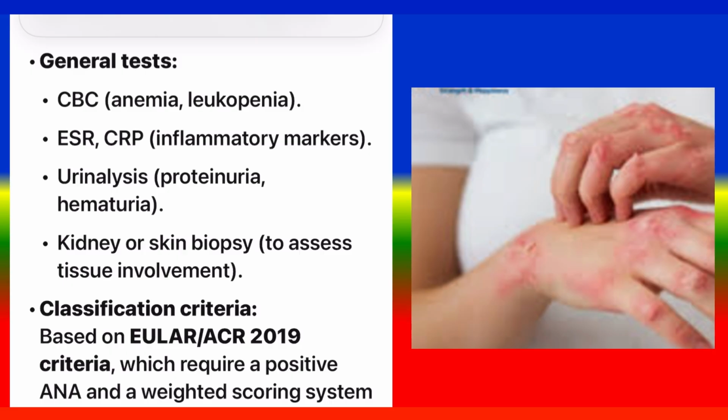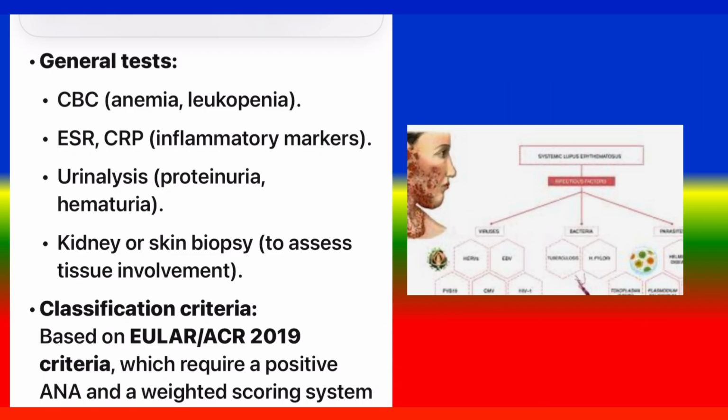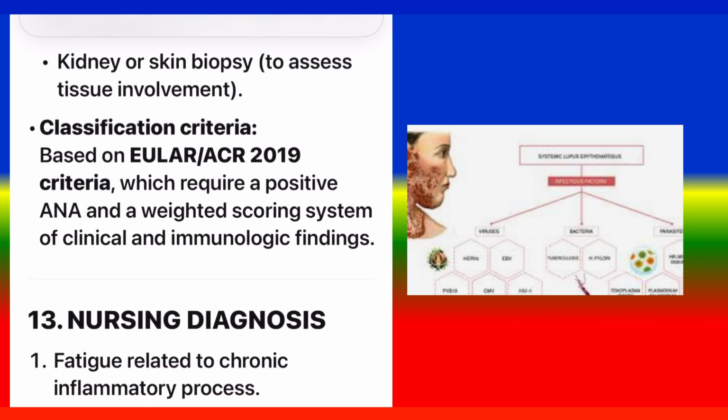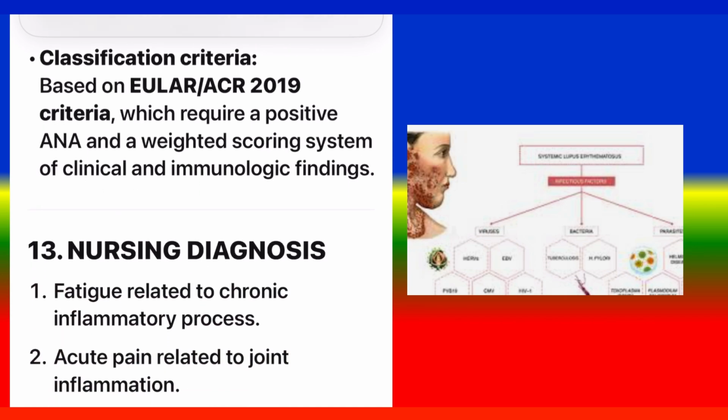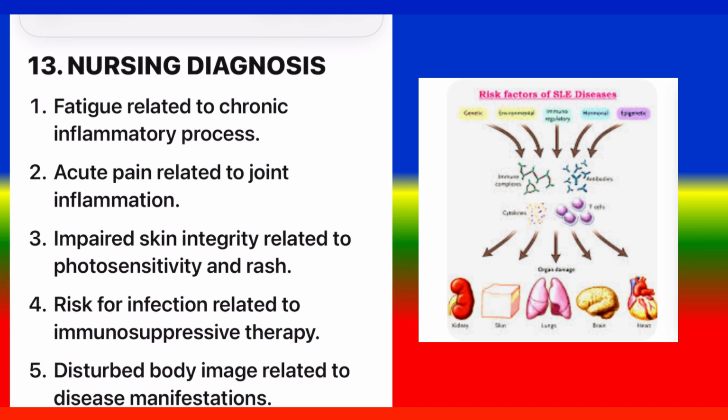General tests: CBC, anemia, leukopenia. ESR, CRP, inflammatory markers. Urinalysis, proteinuria, hematuria. Kidney or skin biopsy to assess tissue involvement. Classification criteria based on EULAR-ACR 2019 criteria, which require a positive ANA and a weighted scoring system of clinical and immunologic findings. Number 13. Nursing diagnosis.